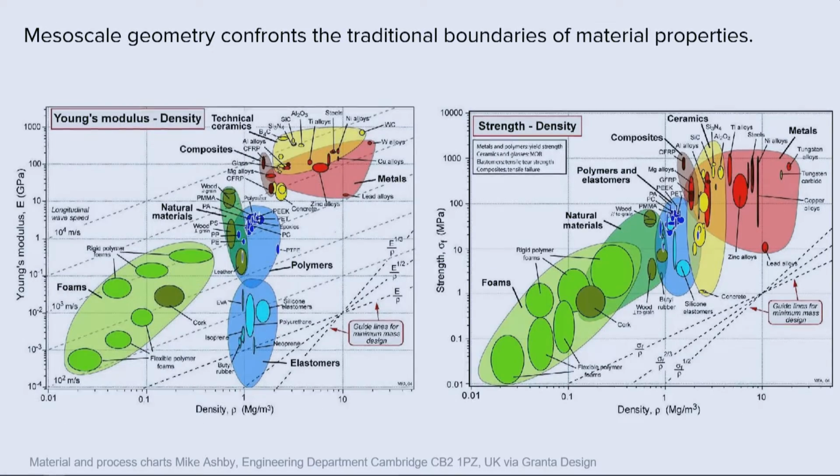So these are Ashby charts. I don't know if everyone in the room is familiar with them. I find them kind of fascinating, but it helps you see here modulus and strength as a function of density. There's the third view as well. You can see that the materials we have available to us today are segregated into different islands. And what the mesoscale allows us to do is engineer new materials that blur the boundaries of those islands.